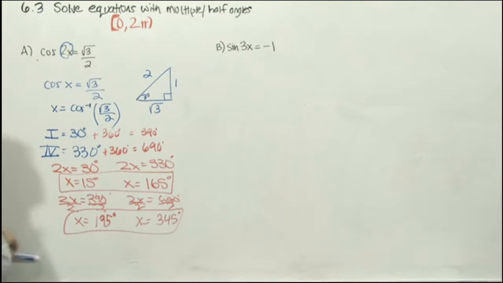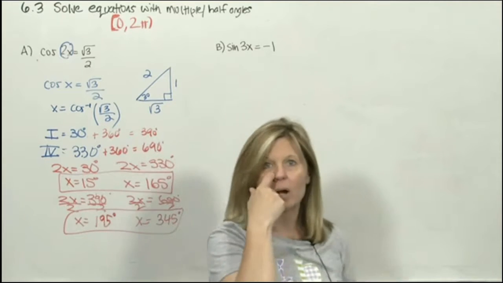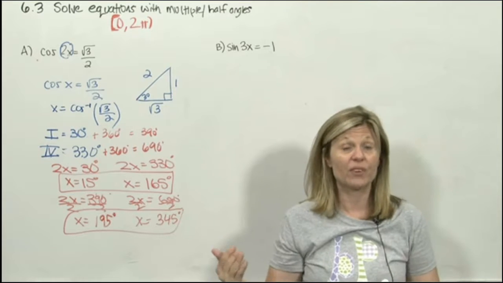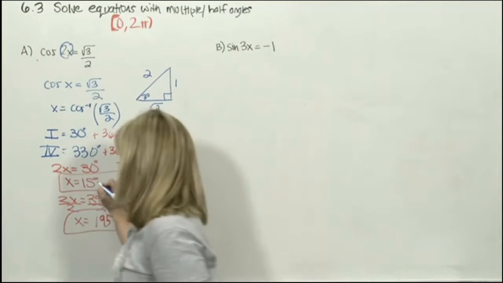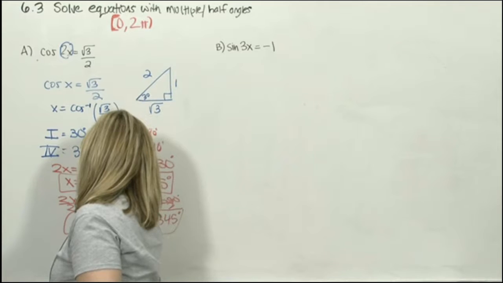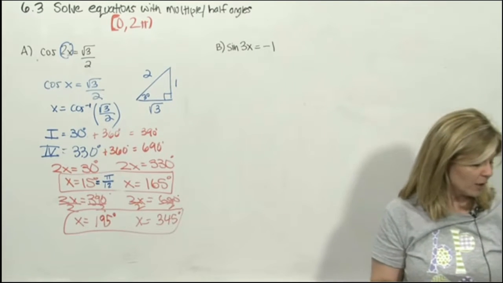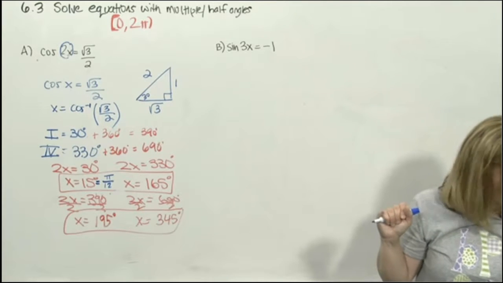Let's start with 15 degrees. How do you write 15 degrees in radian measure? Well, you think in your head, 180 divided by what gives us 15? I believe it's 12. So this would be pi over 12. Does everybody agree? If you take 180 and divide it by 12, you will get 15 degrees.